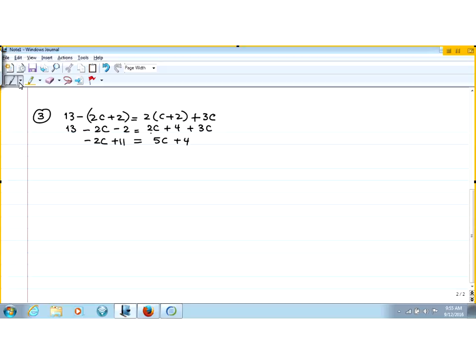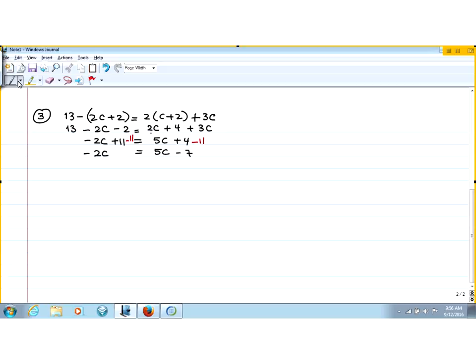Now, we have to make a decision. Where do you want your c, left or right? It doesn't matter. Maybe on the left? Okay, on the left is fine. On the right is fine too. So just say I want it on the left. What am I supposed to do? Subtract 11. But if I want it on the left, I'm going to subtract 11. So negative 2c is equal to 5c plus 4 minus 11. Negative 7. All right.